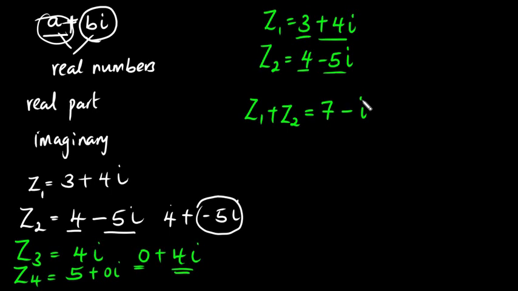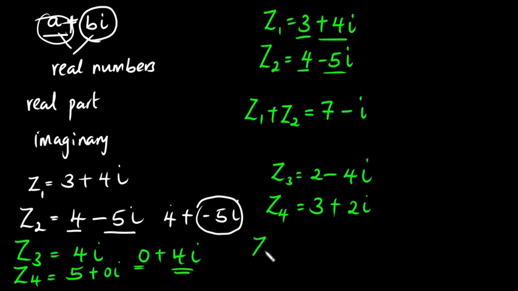So let's have another example. If we have a complex number, let's say Z3 is 2 minus 4i, and then we have Z4 as 3 plus 2i. So you can first of all pause the video and try to work this out by yourself. I want us to get the value of Z3 plus Z4.